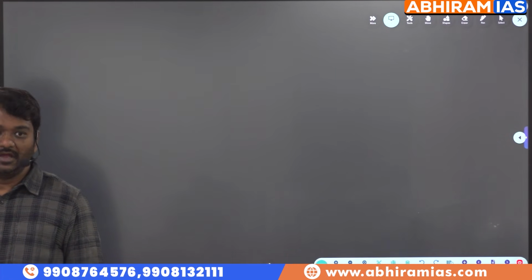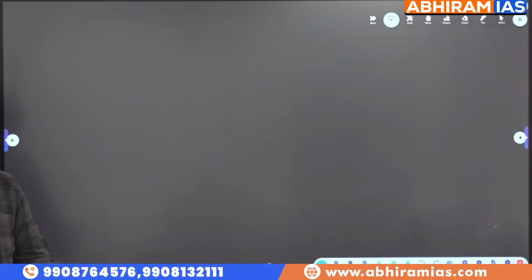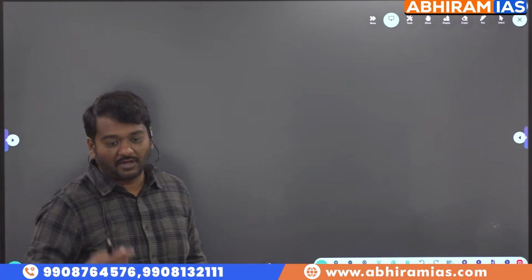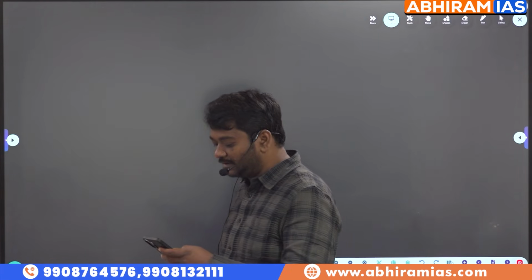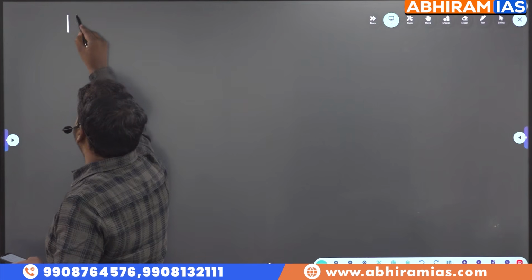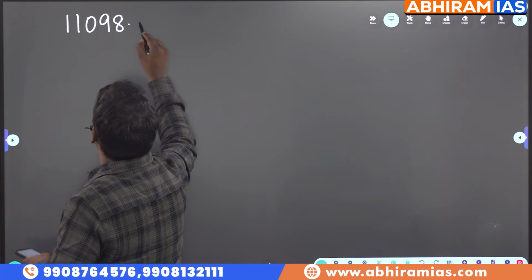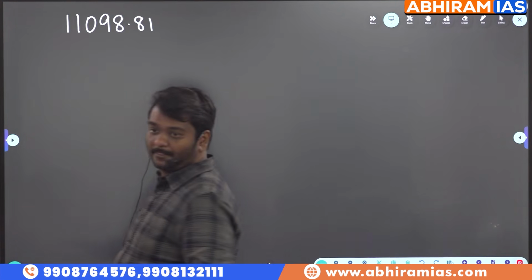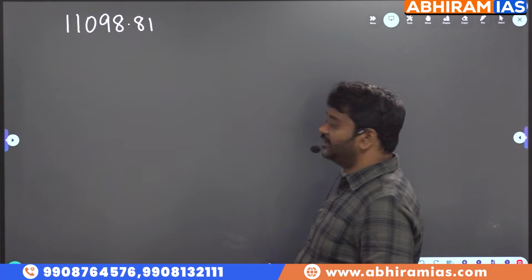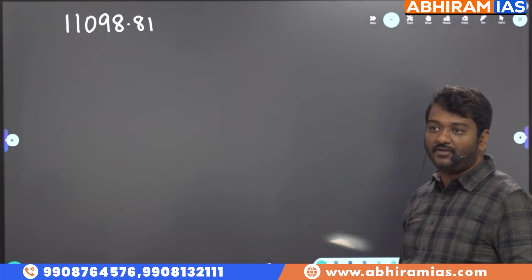This last year they have changed calculations for the coastline. Earlier it was 7516.6. Now it has become 11,098. Okay, I want you to write the numbers. You write total length of India's coastline: 11,098.81.